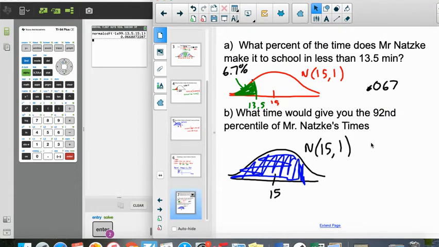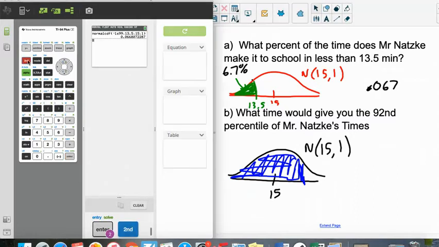To do that, you're going to use the same menu on your calculator. So second vars is going to get you into the distribution menu. But now this time you want to use inverse norm. Some of your calculators will have this option, some of them will not. If you have this option, it makes some problems easier. If you do not have this option, the tail is always going to be left. So this one, our area is to the left, so we don't have to change that.